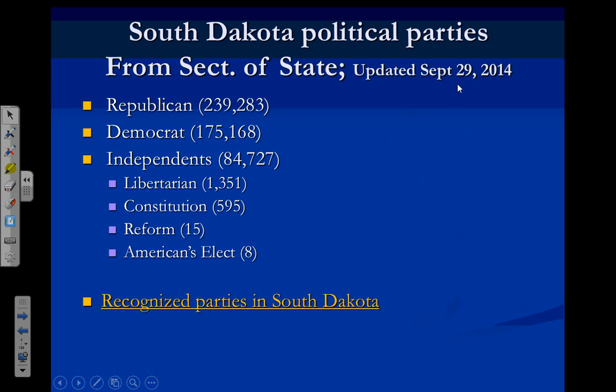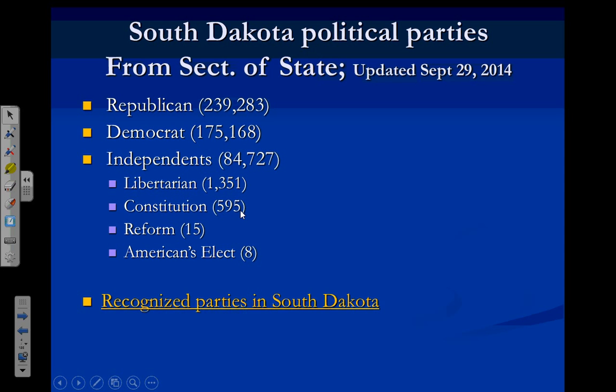I just updated this on September 29th. This is from the Secretary of State's office. They keep track of voter registration in the state. There are 239,000 Republicans, 175,000 Democrats, 84,000 independents. Now, these are people that are not associated with any party. And then we have the Libertarian Party, our third largest party in the state, but only 1,350.